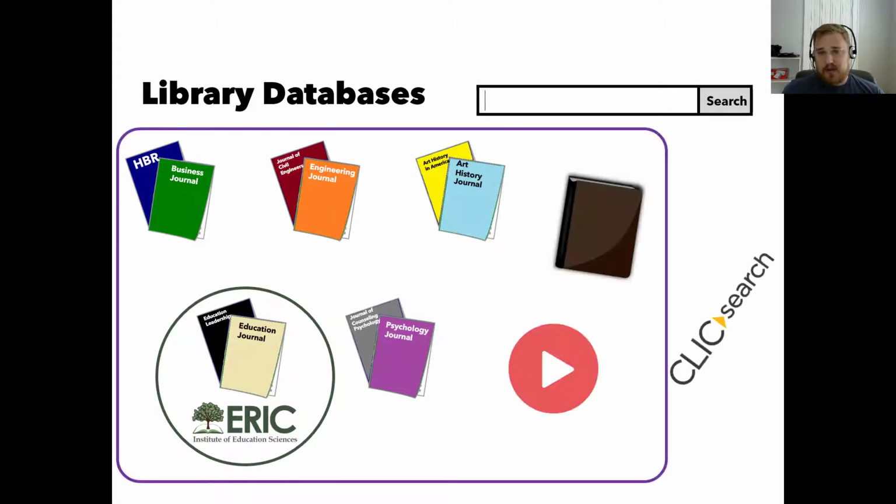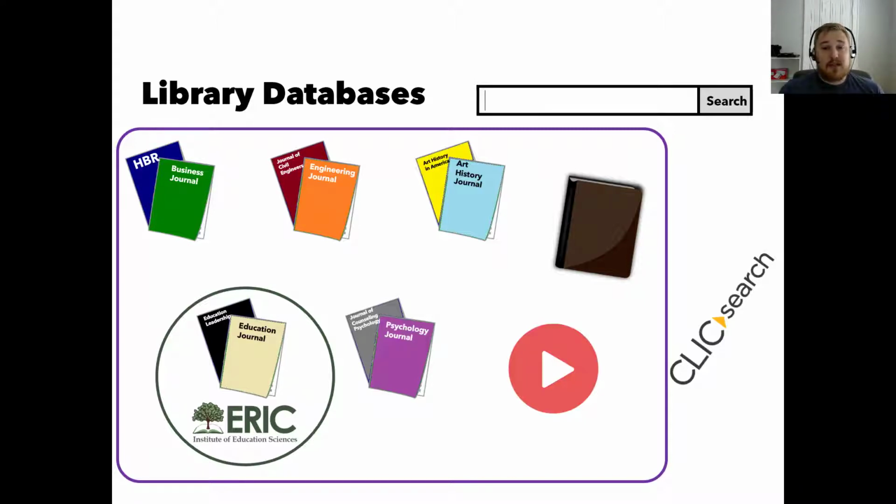We also have something called ClickSearch. CLIC stands for Cooperating Libraries in Consortium. It's basically the group of college libraries that we share some things together, we purchase some things together because it's cheaper to buy as a group, and so we bought this basically search engine together. So we call it ClickSearch.